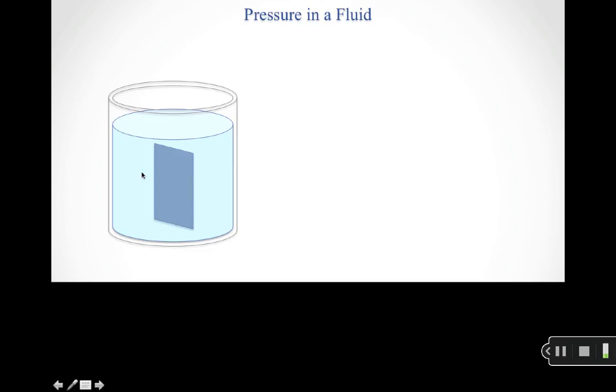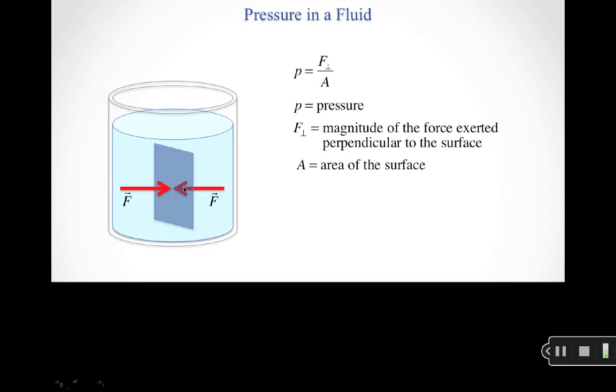And so if we put a surface into that, this surface has some area, and the pressure on that surface is going to be determined by basically the forces that push back and forth on it. And so we can think about that pressure, the way it relates to those forces, is that the pressure P is going to be equal to the perpendicular component of that force divided by the area of the surface. And so the force per area is giving us some sense of what the pressure is.